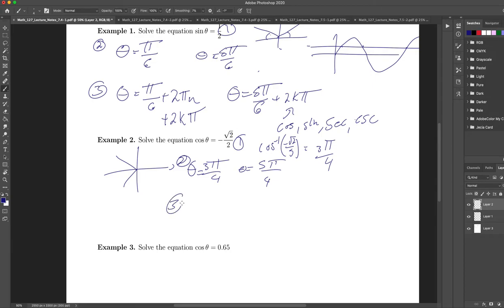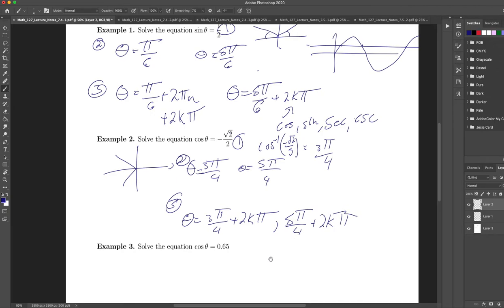And then if I want for all of them, theta here can be equal to 3 pi over 4 plus 2k pi, and then also 5 pi over 4 plus 2k pi. And so that's for all.